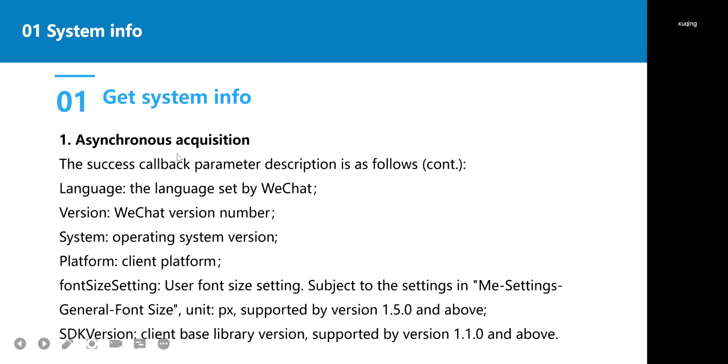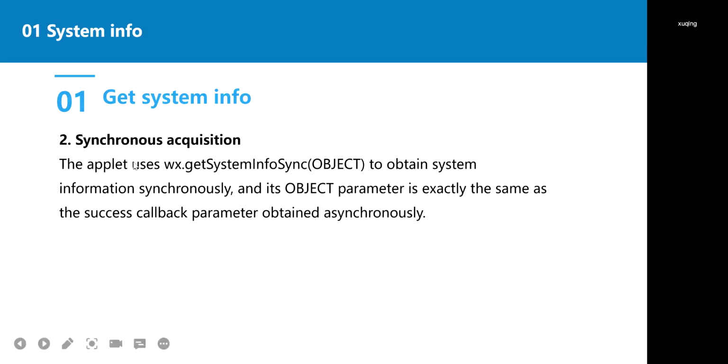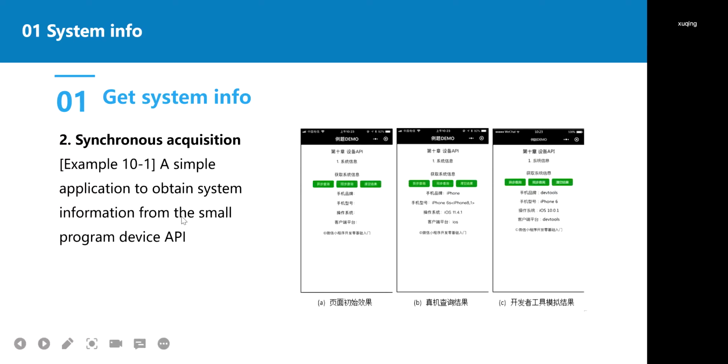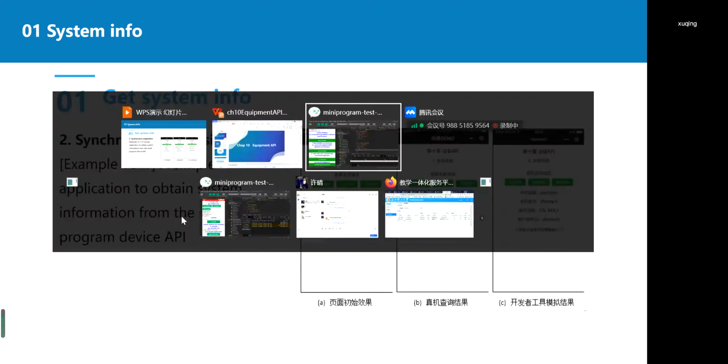These are for asynchronous acquisition. For synchronous acquisition, the applet uses wx.getSystemInfoSync to obtain system information synchronously, and its object parameter is exactly the same as the success callback parameter obtained asynchronously. So now we'll just do an example with the synchronous one directly. We don't need to do one with asynchronous and another with synchronous as in previous examples. We'll try a simple application to obtain system information from the small program device API.